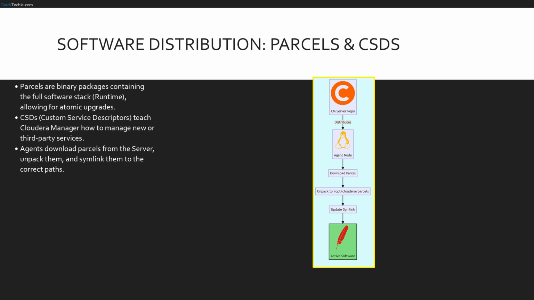Cloudera Manager uses parcels. A parcel is a single compressed file containing the entire software stack. Agents download these parcels, unpack them to a version directory, and manage symbolic links to make them active. This allows for atomic upgrades and rollbacks.